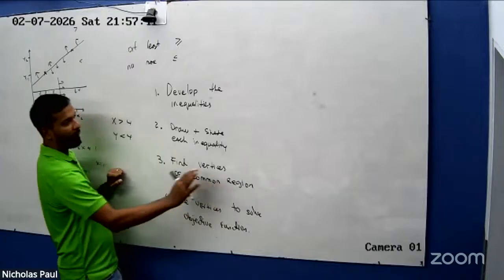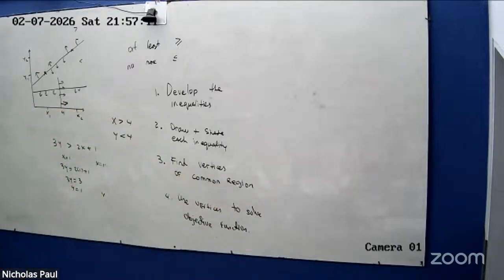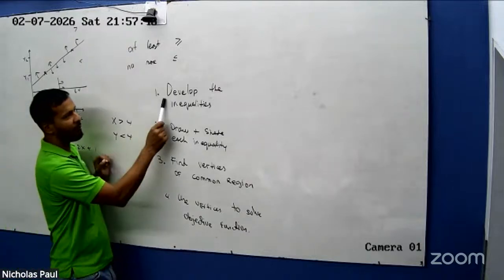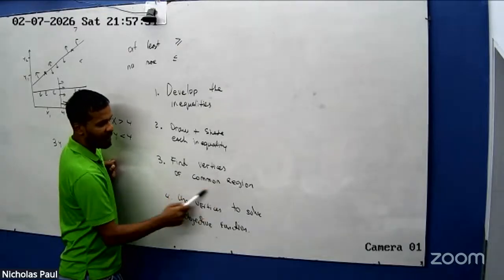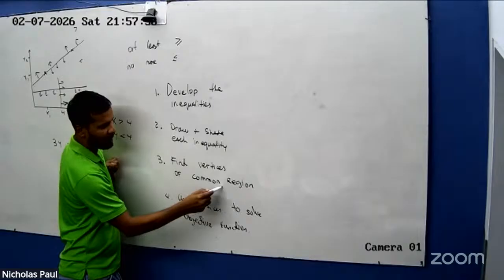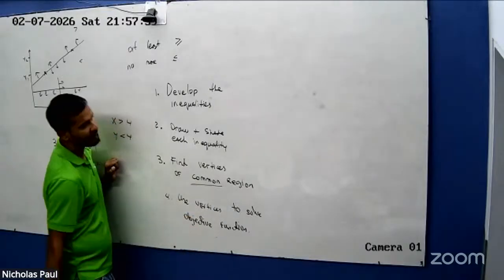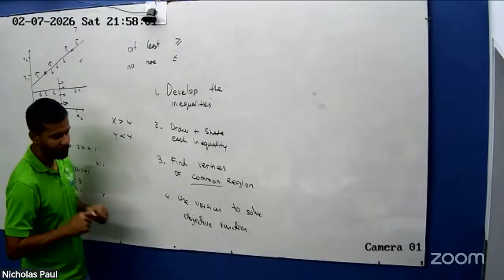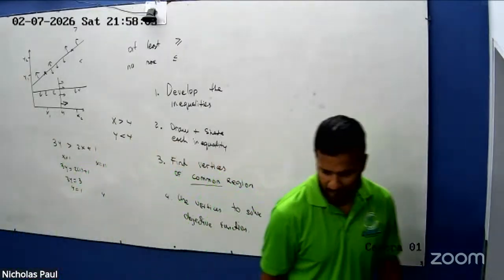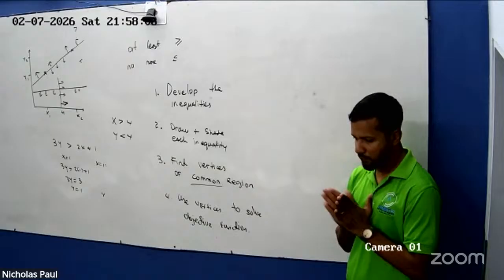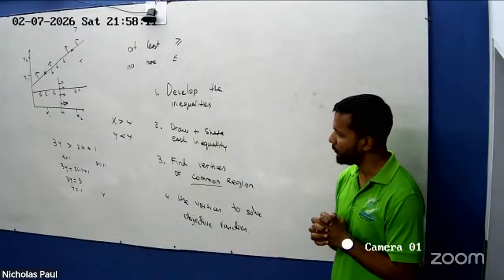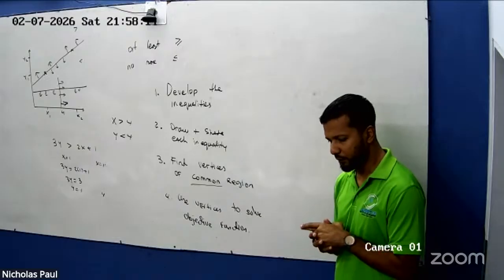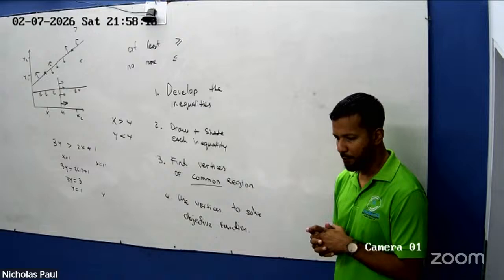Don't worry about the big words. It's just an equation that you have to solve. So we have 4 steps. Develop the inequalities, draw and shade them, find the vertices of the common region, and then use the vertices to solve it. So we're going to do one step by step. Actually, let's do one where you do have to do it. I will do it for your first lesson, and I'll make you do one by yourself.